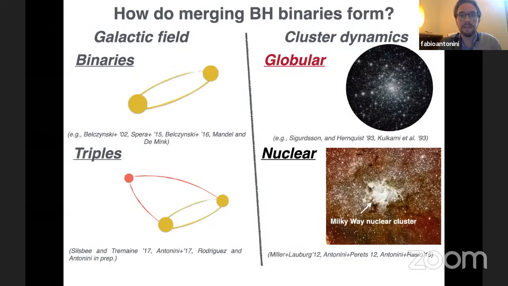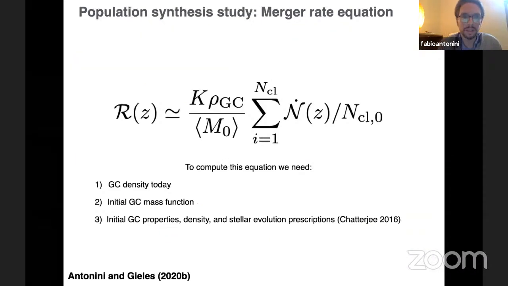So now that we are confident that our code works, we can proceed to make predictions about the properties of the binary black holes that are formed in star clusters. I will look specifically, or at least firstly, at the case of globular clusters, and then, if time allows, I will also look at nuclear star clusters and explain why I think this other type of system is also very interesting.